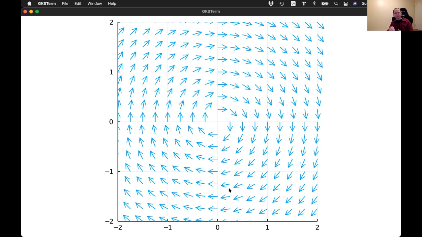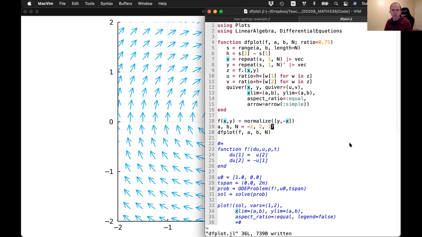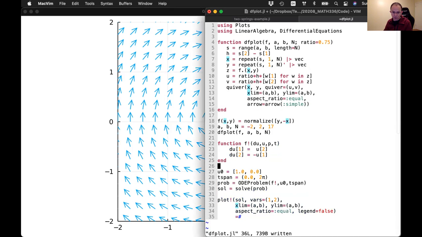When we plot x and y as t goes from 0 to 2 pi, this will plot a circle. So let's verify that if we solve the differential equation and plot it, we do get a circle. How do we do that? We'll go here to this code, and I'll just uncomment this.